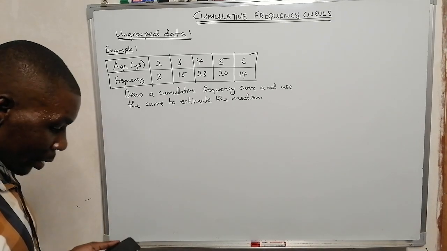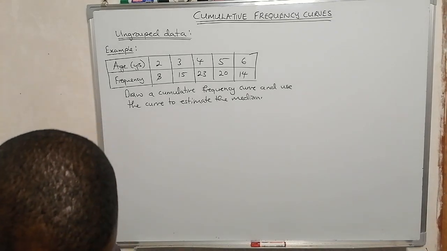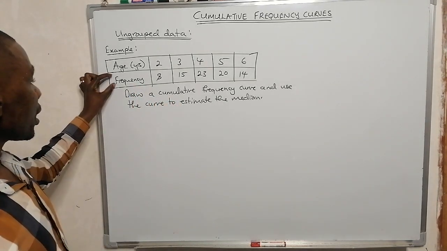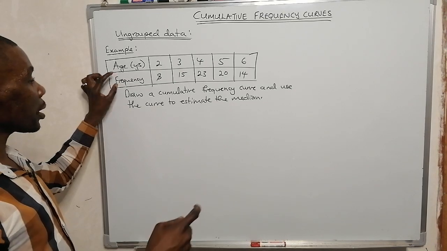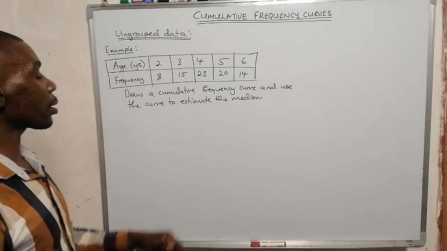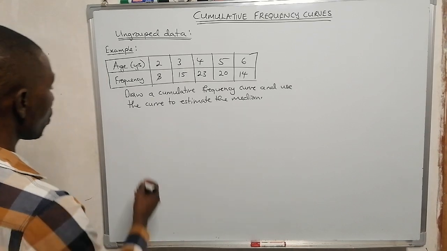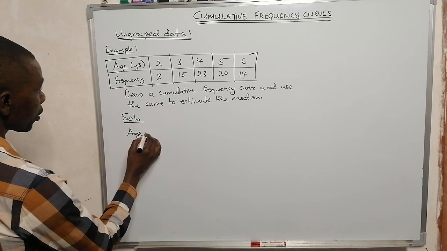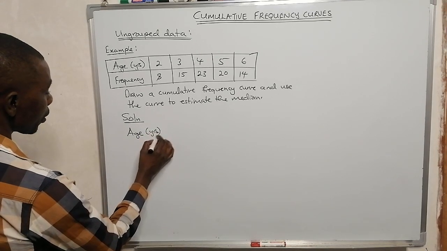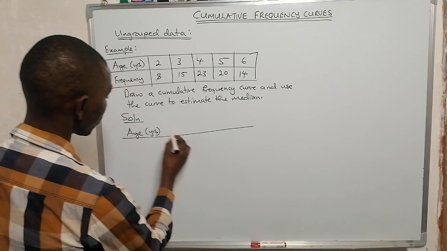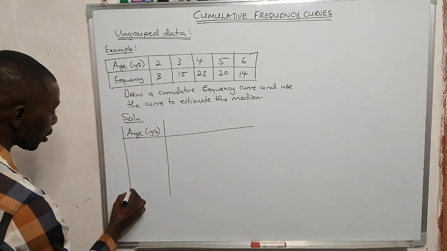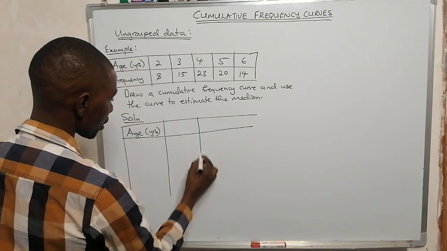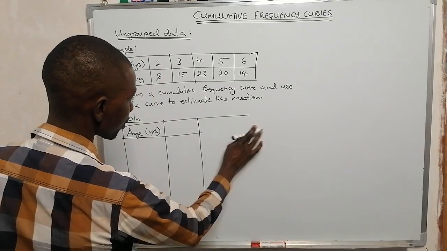The median. Alright, so whenever you are going to plot a cumulative frequency curve, the word itself is saying cumulative. We are accumulating our frequencies from one to another. So we have to plot another table with age in years, then we have our frequency. So we want to construct a cumulative frequency table first. Here we have frequency. Then we have cumulative frequency.